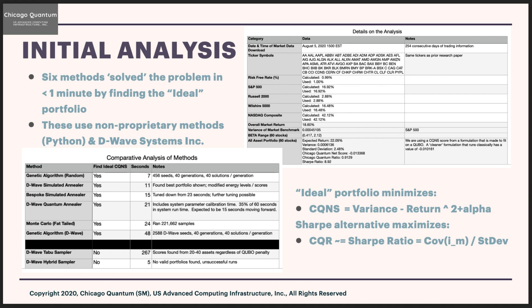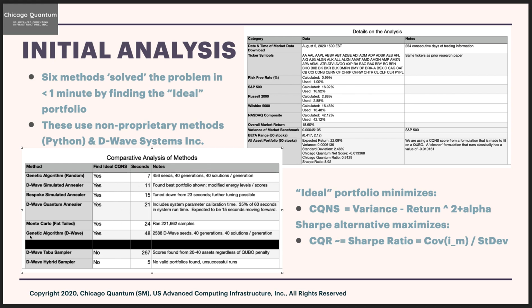Well, firstly, to the lower left, 6 methods solved the problem, and they solved it in less than a minute. And these are using non-proprietary methods, so they're not for-money type solvers. They're free. Either we wrote them or D-Wave let us use them, and it's great. So a genetic algorithm solved the problem. It found the ideal portfolio, and it found it in 7 seconds.